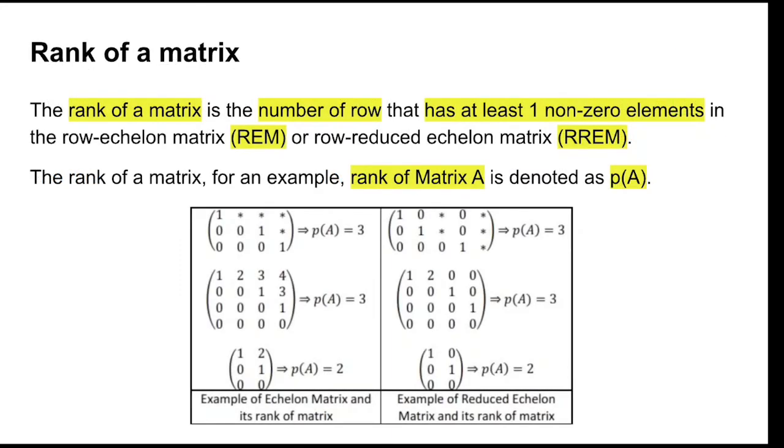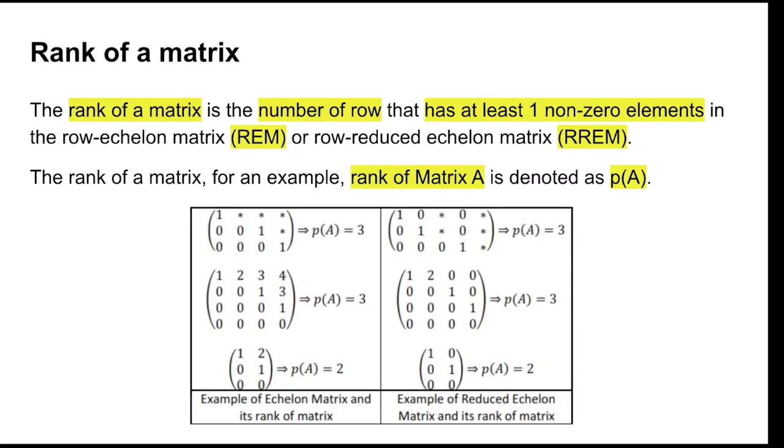I'm going to explain about the rank of a matrix. The rank of a matrix is the number of rows that have at least one non-zero element in the REM or RREM. Look at the first matrix in the left column down part there. You can see the first row, it has a 1 there. Second row, it has a 1 there. Third row, it has a 1 there. And these ones are the non-zero elements.